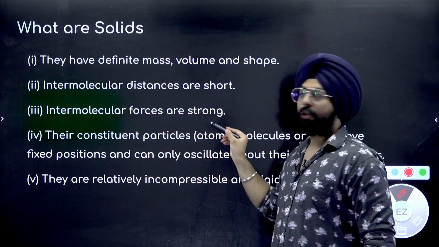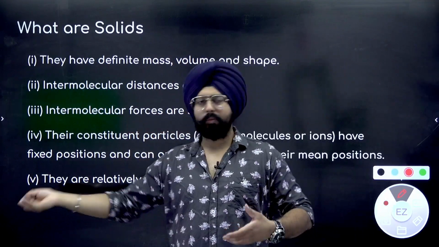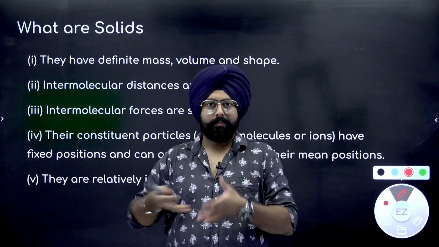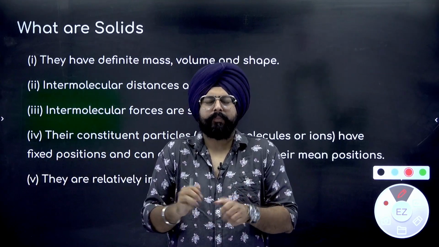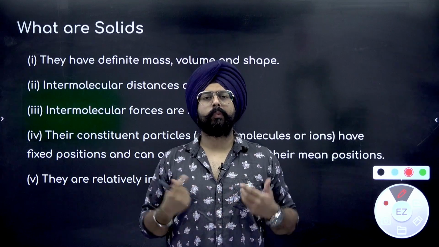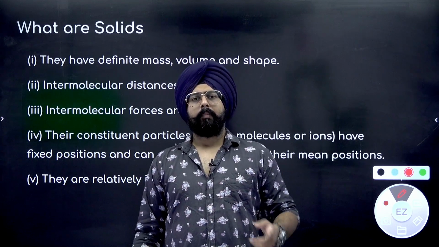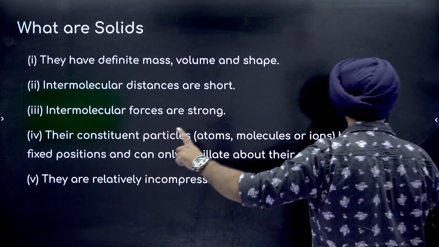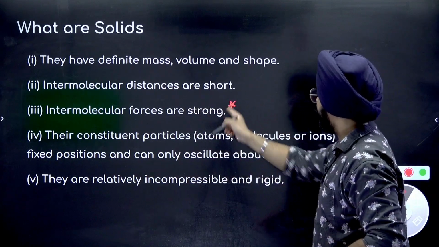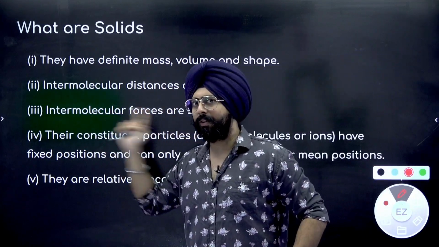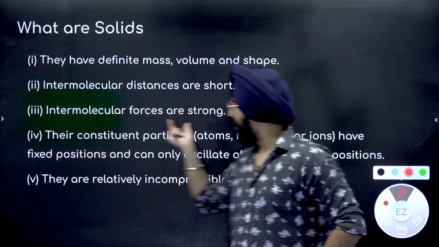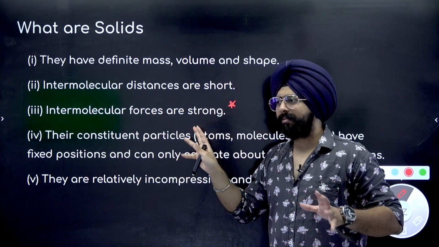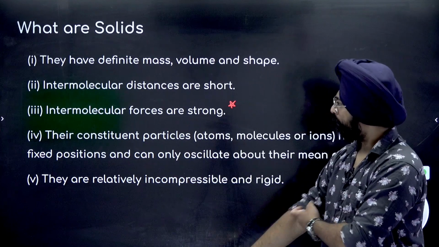Intermolecular forces are strong. Why would two molecules or two atoms or two things want to exist close to each other? Only if the forces between them are strong. But over here, I will put a star mark. There is something more that I need to discuss about this particular point. How do we define strong? We'll think about it, okay?